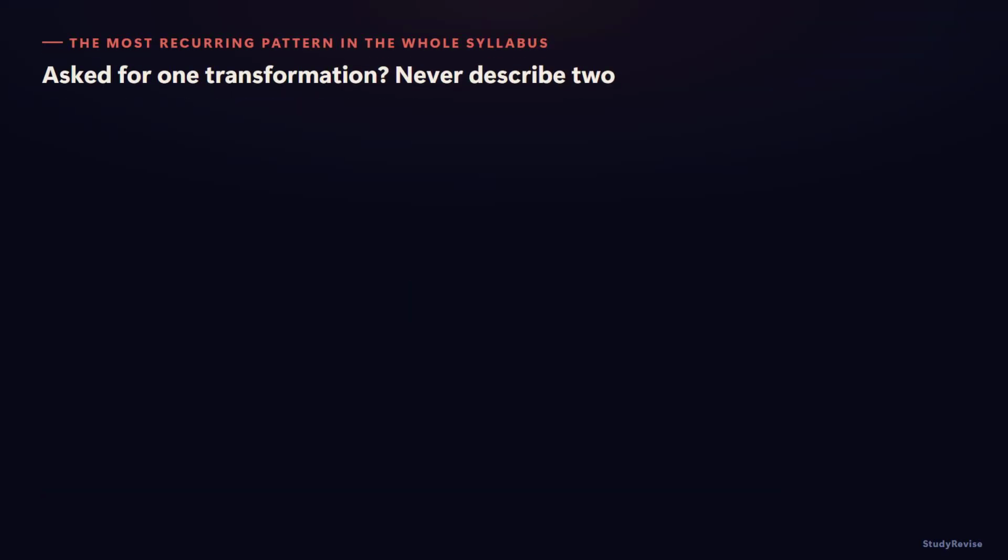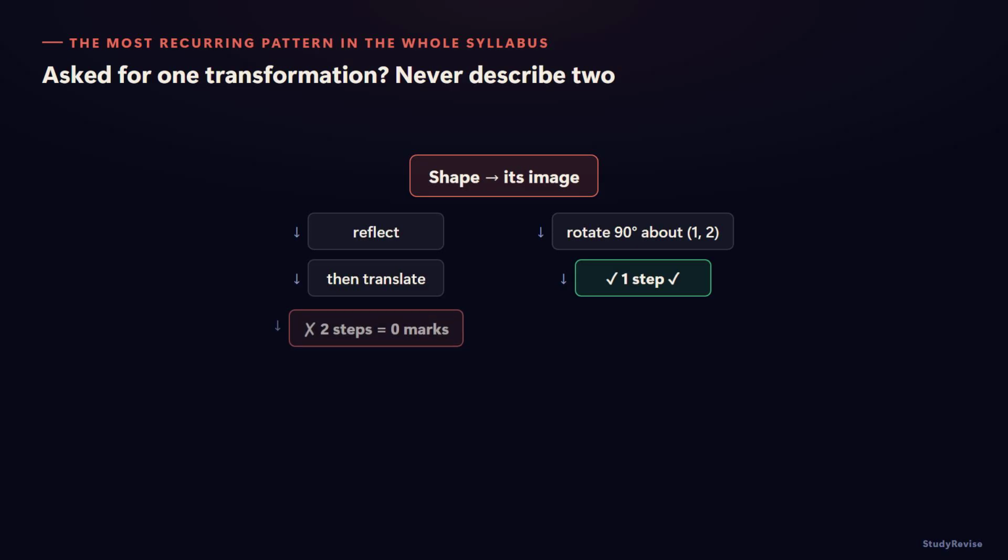Now, the single most consistently recurring pattern across every exam report on this topic. When a question asks for the single transformation that maps one shape onto another and the student describes it as 2 transformations combined instead, it's an entirely natural way to think about it. A shape often does look like it's been reflected and then slid across. But if the question asks specifically for the single transformation, a correct sounding pair of transformations doesn't answer that question.